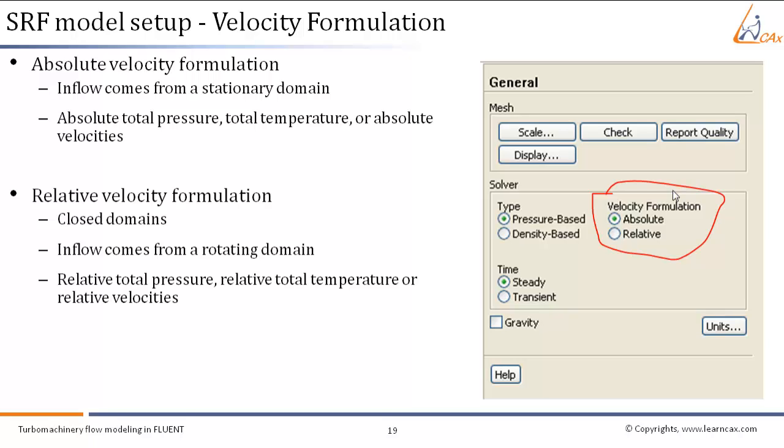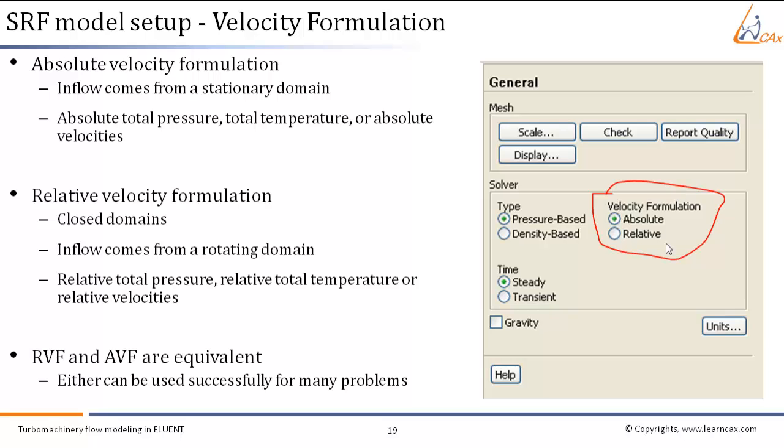For relative velocity formulation, we use this when we have closed domains or if all surfaces are moving or if inflow comes from a rotating domain. Also, if we know relative total pressure, relative total temperature or relative velocity, we can use this formulation. But it should be noted that the relative velocity formulation and the absolute velocity formulation are equivalent and therefore either can be used successfully for almost any problems. Difference between solutions should disappear with suitable mesh refinement.